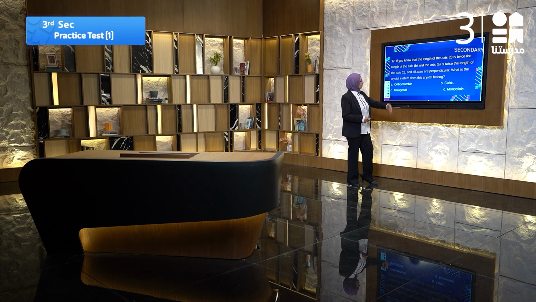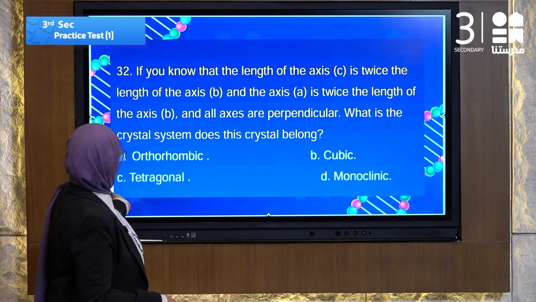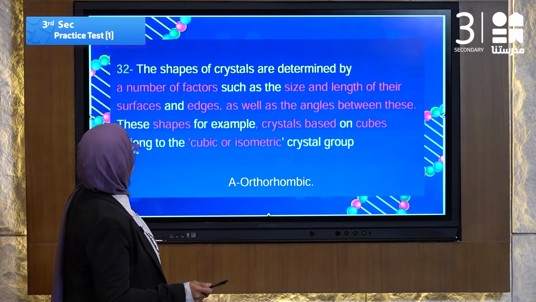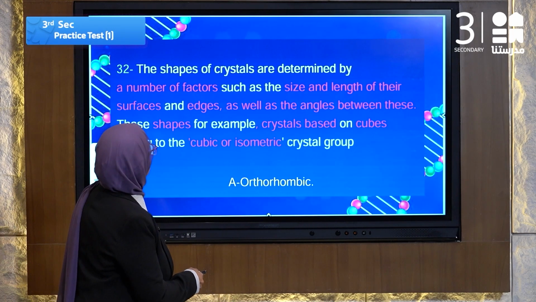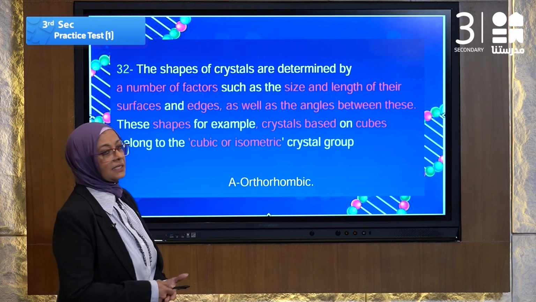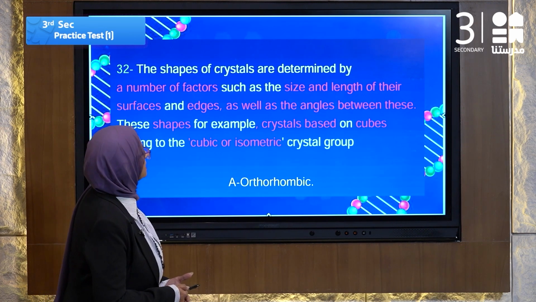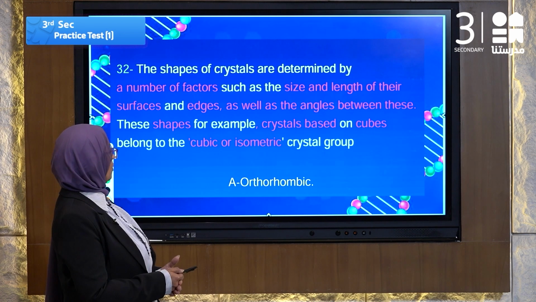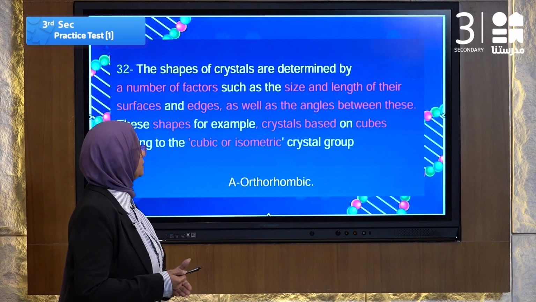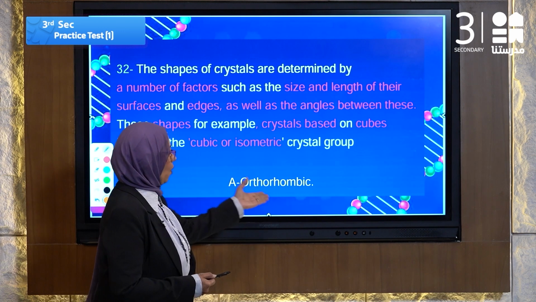There are many types or forms: orthorhombic, cubic, tetragonal, monoclinic. The shape of crystals is determined by a number of factors such as size and length, their surfaces and edges, as well as the angles between these. For example, a crystal based on cubes belongs to the cubic isometric crystal group. Yes, the answer is orthorhombic.